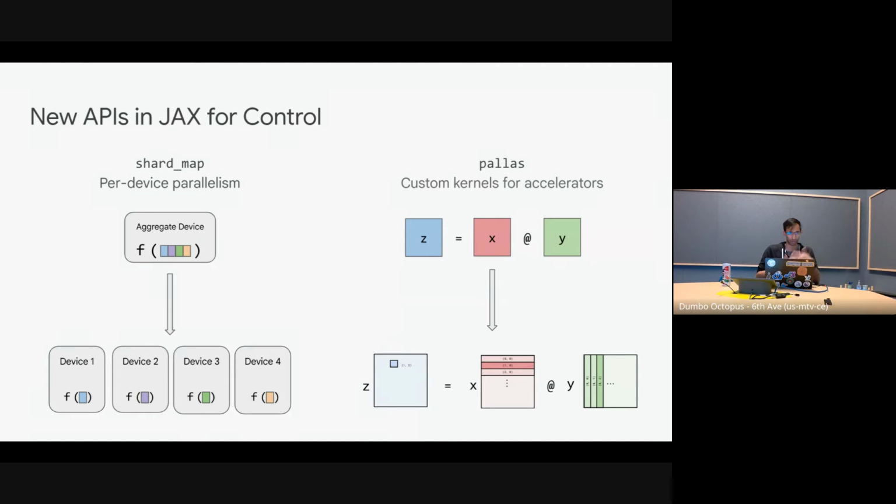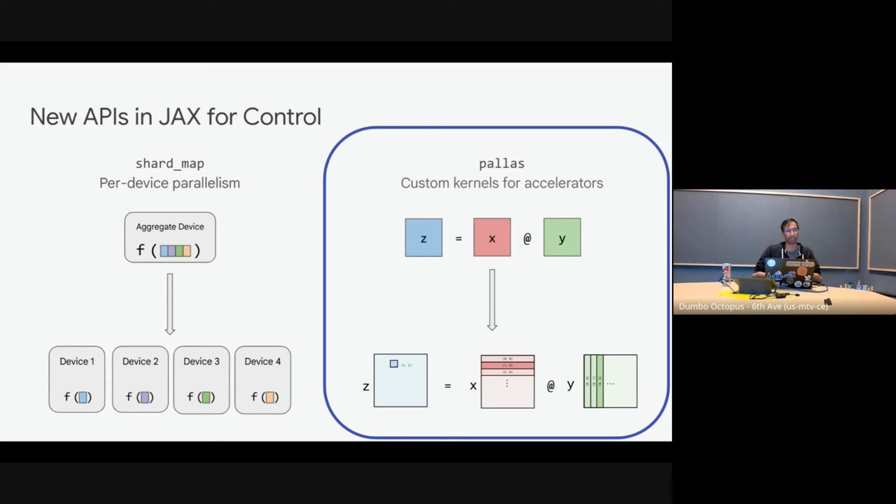There are other such escape hatches. Shard map is one of them. It basically says, I don't want the compiler to decide how my program is distributed; I want to write my own collectives manually. In motivation and in spirit, it's very similar to Pallas, but we can talk about that at some other point if you want to. Pallas is what we'll focus on today, and that's specifically for the final stage of the compiler, which is generating assembly, writing kernels, and what exactly is executed on each accelerator.